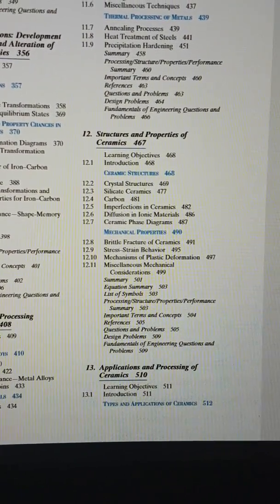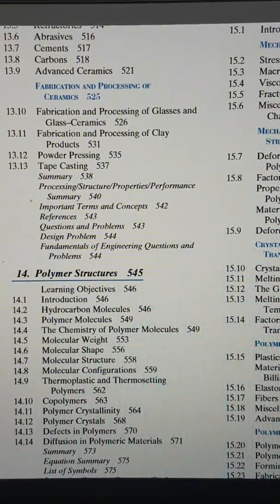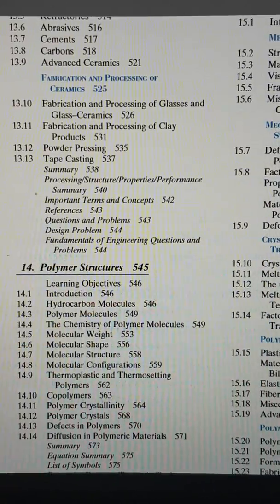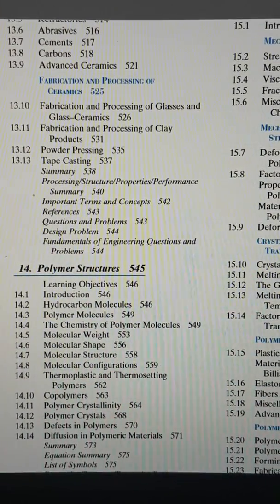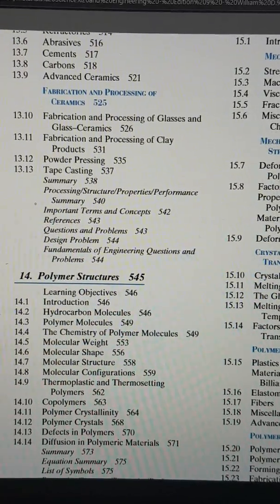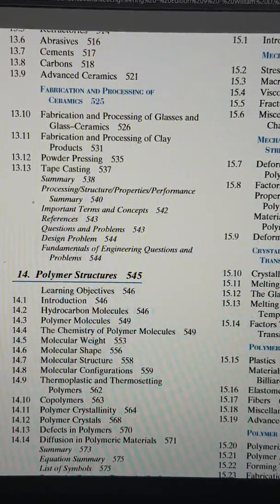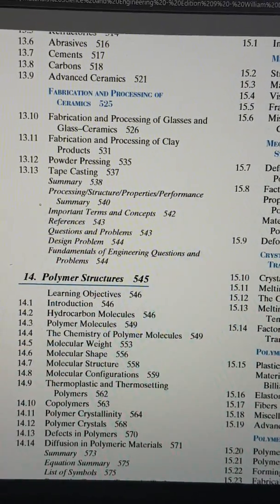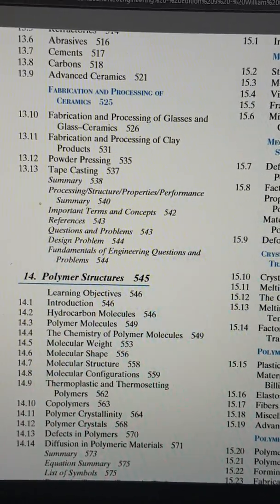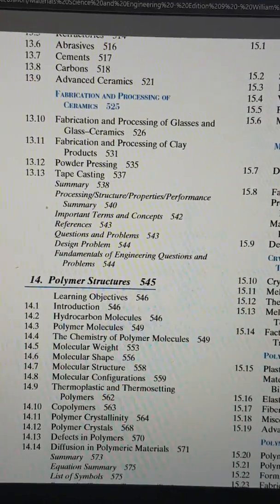And we're going to see their types and applications. We're going to see the fabrication and processing of ceramics, how ceramics are fabricated, and the processing of glasses, how we can make glass and glass ceramics. We're also going to see the fabrication and processing of clay products, and how we can make them: powdering, pressing, tape casting. All these are methods in which we deal with ceramics.